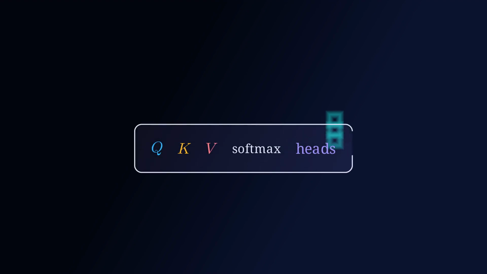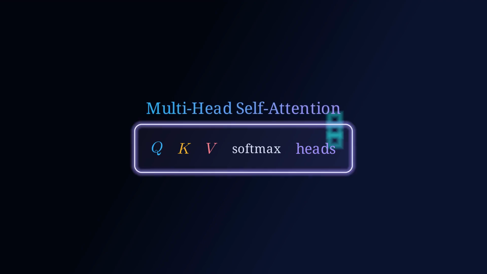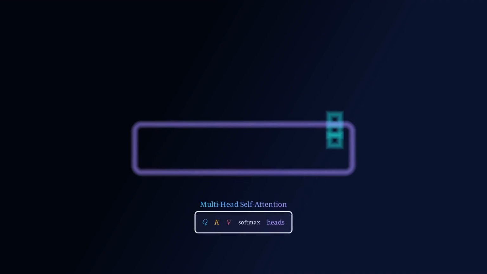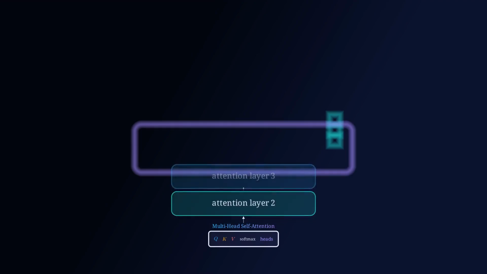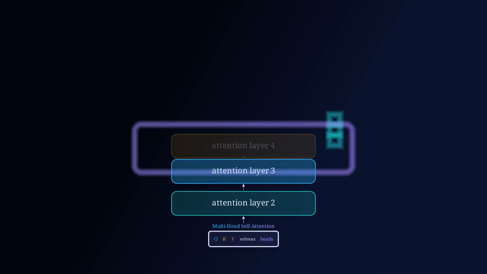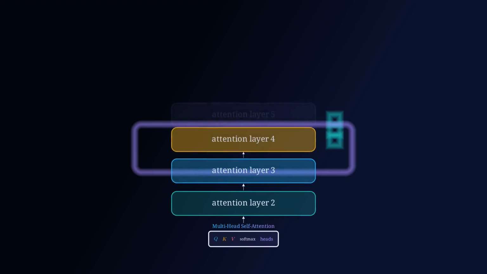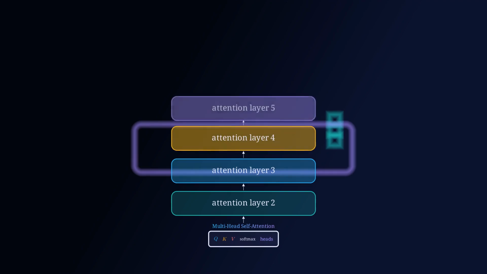This whole assembly, the queries, keys, values, the softmax, the many heads, has a name: multi-head self-attention. Self, because the words are attending to each other within the same sentence. It is the fundamental building block of the transformer, and a transformer is mostly this block repeated. The context-enriched vectors flow into another attention layer, and another, stacked many times deep. With each layer, the words gather more context, and the relationships the model can represent grow richer and more abstract.